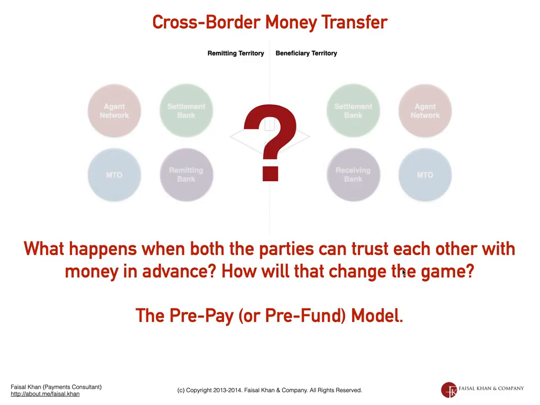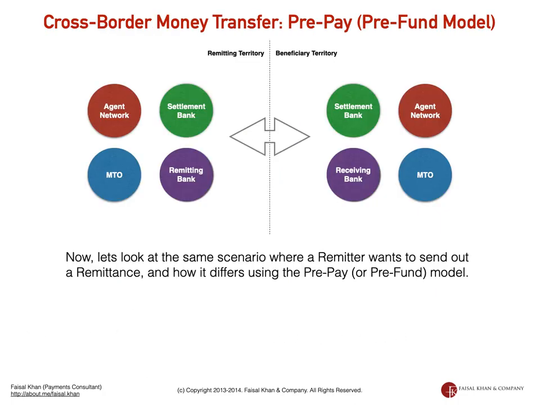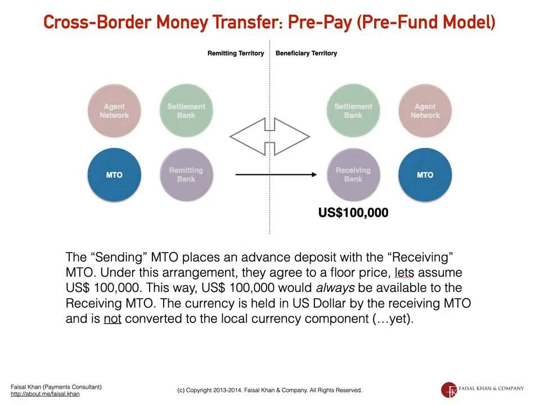So, what happens when both parties can trust each other with the money in advance, and how will that change the game? This is called the pre-pay or the pre-fund model. And very quickly, let me show you how this works. In this case, again, let's look at the same scenario where a remitter wants to send out a remittance, and now it uses a pre-fund model.